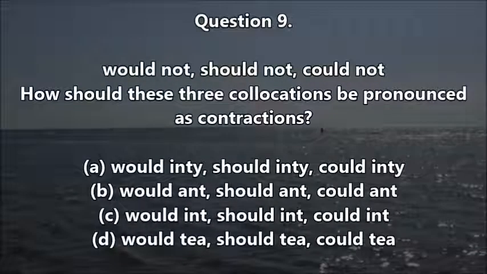Question 9. Would not, should not, could not. How should these 3 collocations be pronounced as contractions? A. Wouldn't, shouldn't, couldn't. B. Wouldn't, shouldn't, couldn't. C. Wouldn't, shouldn't, couldn't. Or is it D. Would t, should t, could t?